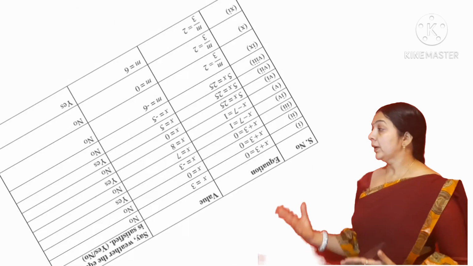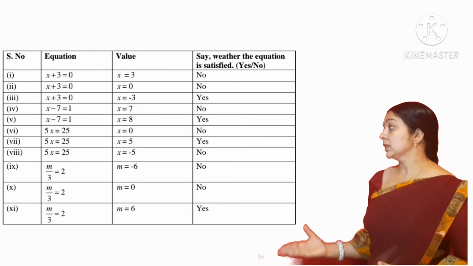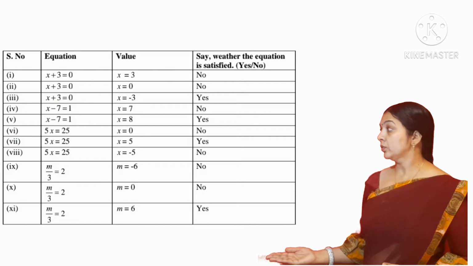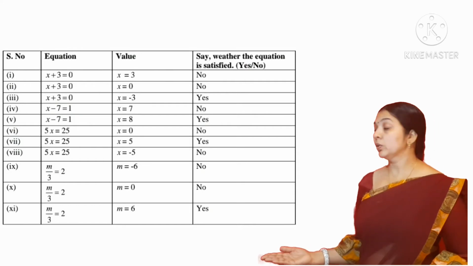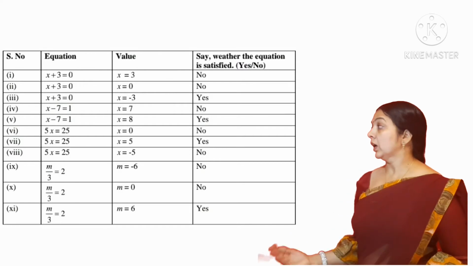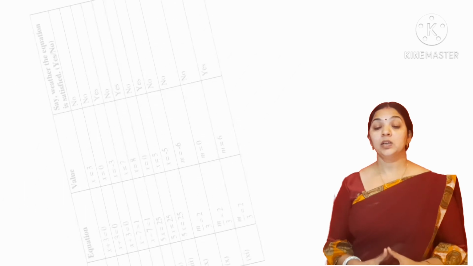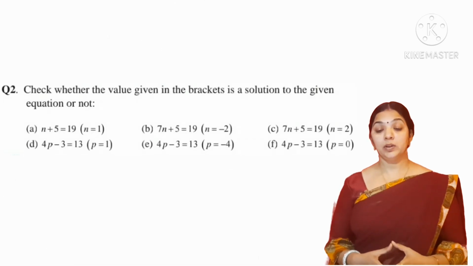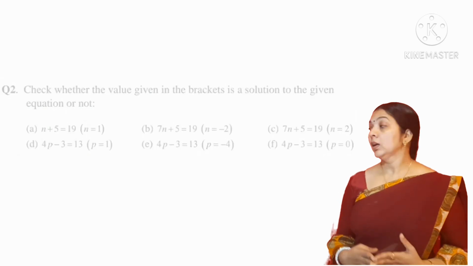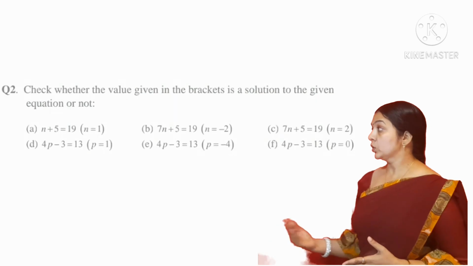So by doing all this, now what will we do? We will write down the answers in the given table as such. So you can see how you have to answer the question. You have to first solve the questions, then you have to fill the answers in the given table. The next question is, check whether the value given in the bracket is the solution of the given equation or not. Here 6 parts are given, parts of question 2.